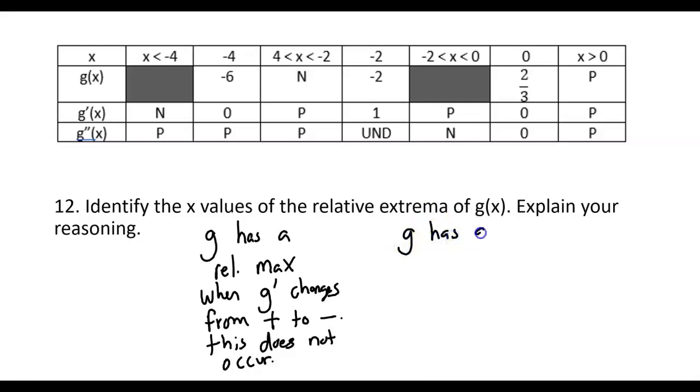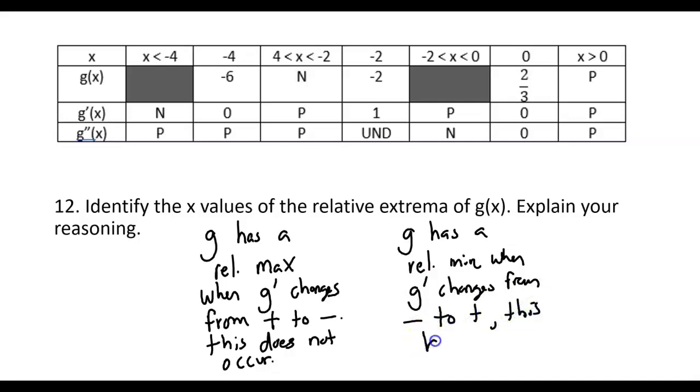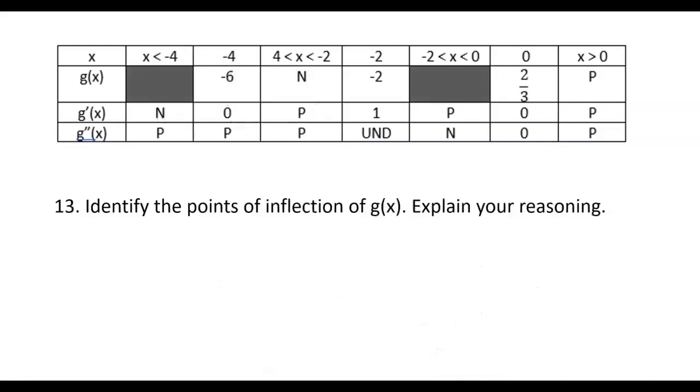There you go. Now let's go ahead and do the minimum. G has a relative minimum when G prime changes from negative to positive. This happens at, we already found one right here, right? Here it goes from negative to positive at this middle point here, switches at x equals -4. And I don't see any other ones up there where we're switching from negative to positive on the G prime row.